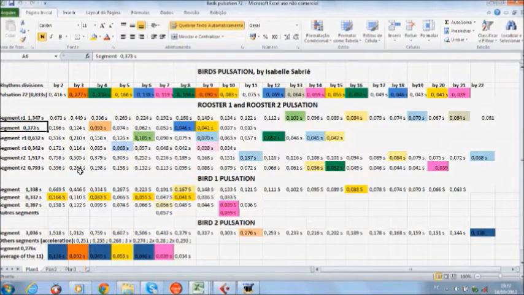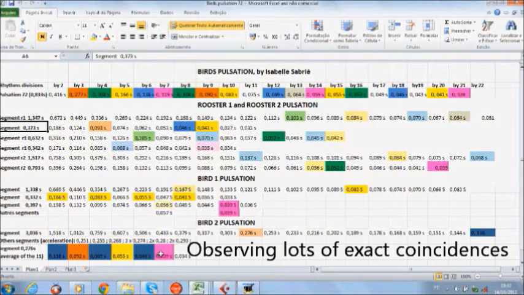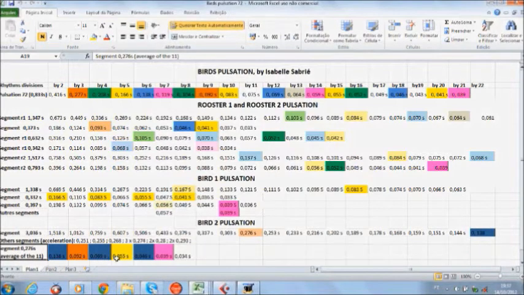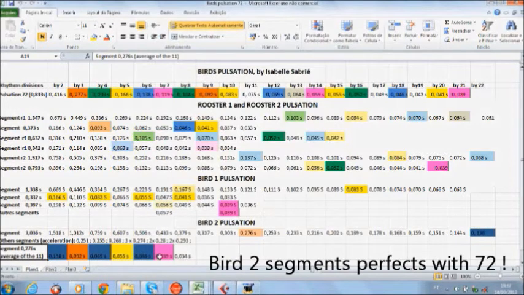So what do we see? We see that we have a lot of very exact coincidences, especially for the bird 2, because the average of the 11 sounds of the bird 2 is perfectly coincidental with the pulsation 72.